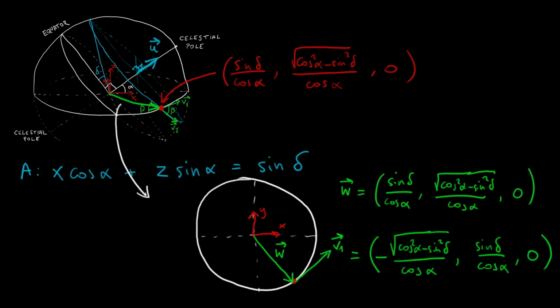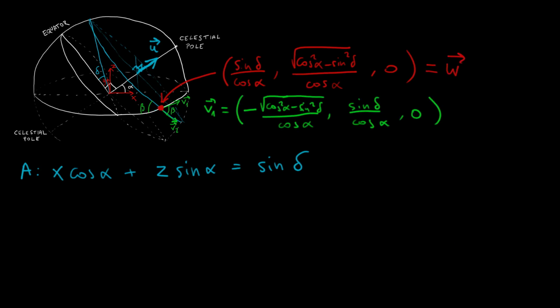Okay, so we got this expression for v1. Now that we have v1, let's try calculating v2. To do that, we'll note 3 facts. First, v2 is in the a-plane, which means it is perpendicular to u. This can be written using the dot product, as the dot product of u and v2 being 0.